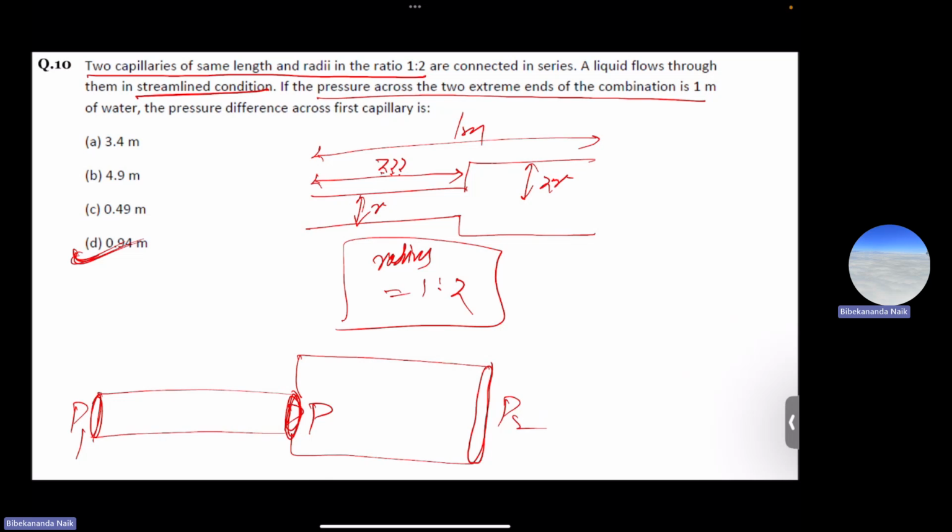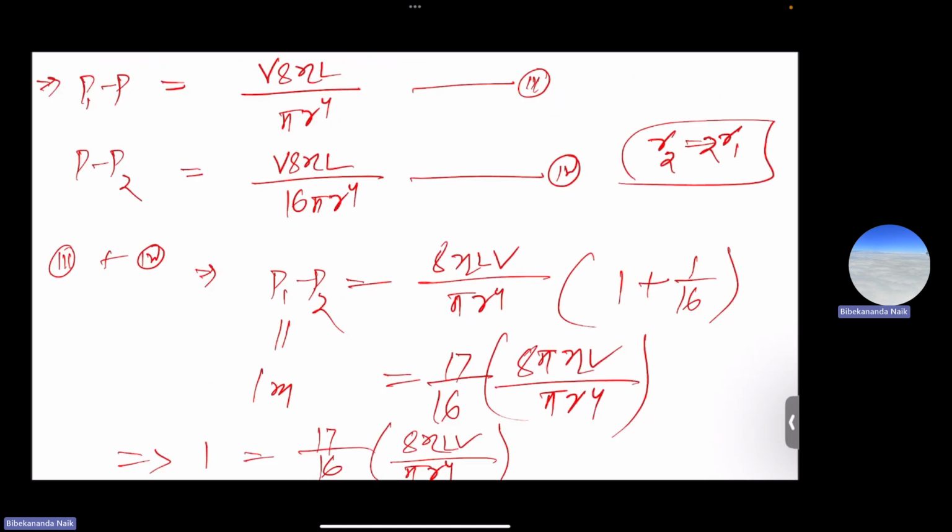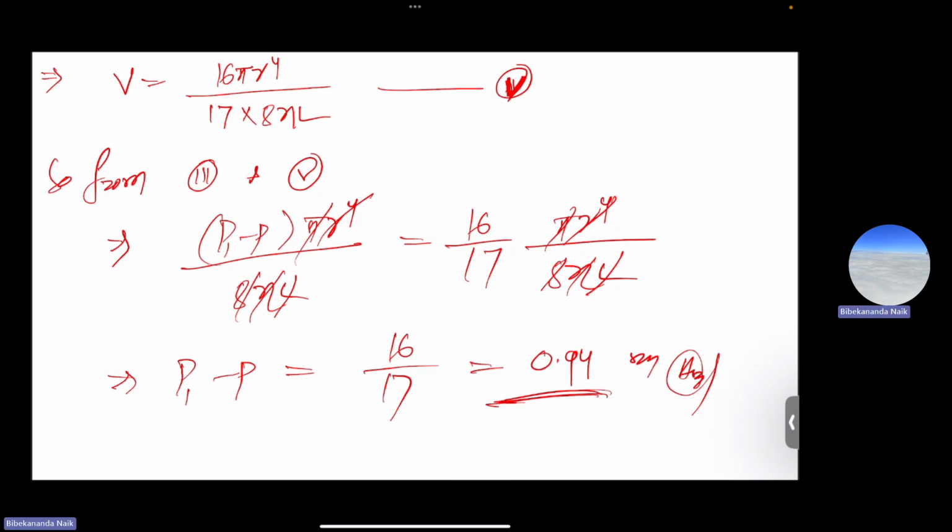So first we calculated the total pressure difference, then we calculated the velocity V, and from that we calculated the pressure difference across the first tube. I hope this is clear to everyone.